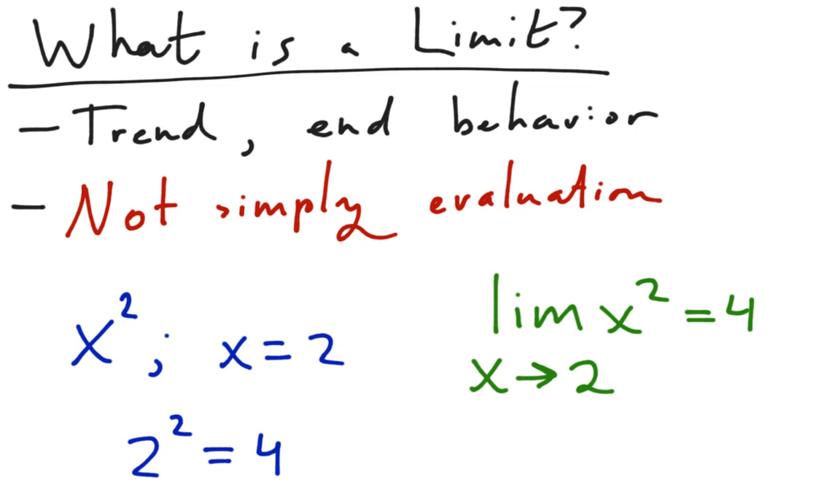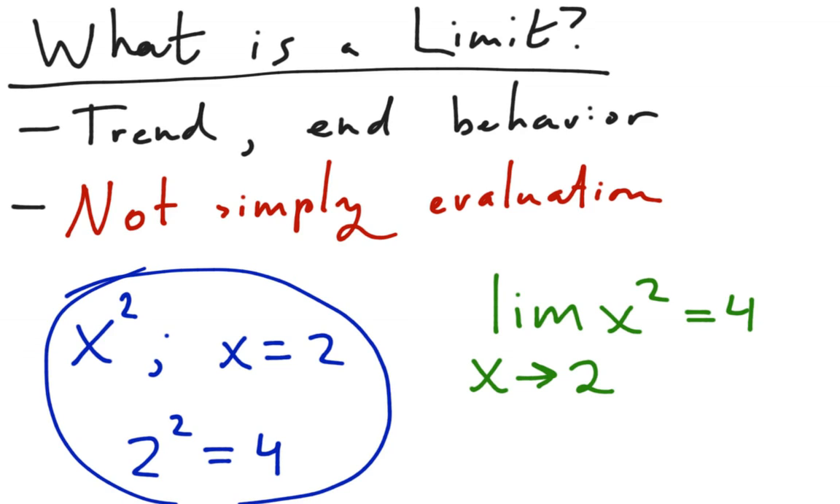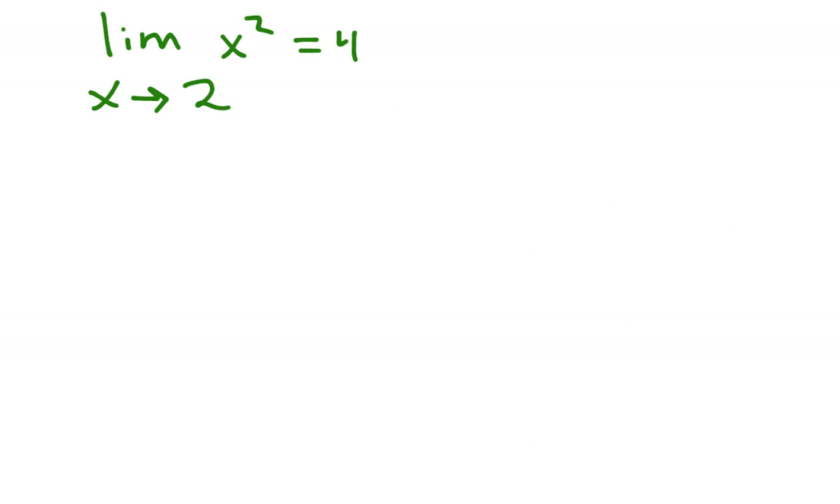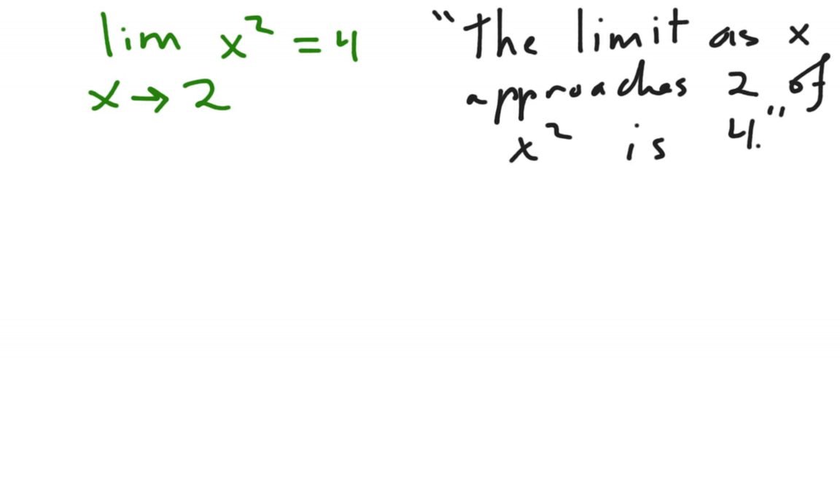The reason that this isn't a limit is because there's no what's called a limiting process going on. Whereas with the other side here, there is a limiting process, and I'm going to show you that right now. Here's our limit. Limit as x approaches 2 of x squared equals 4. Notice how I said that. Limit as x approaches 2 of x squared is 4.